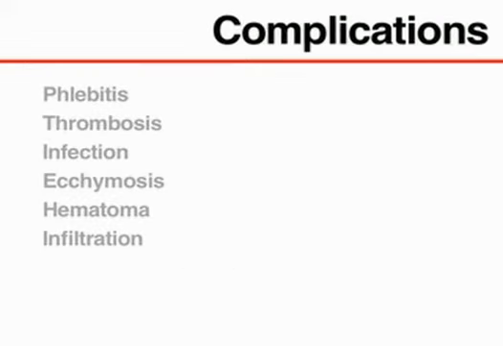Potential complications of IV catheter placement include phlebitis, thrombosis, infection, ecchymosis, hematoma, and infiltration.